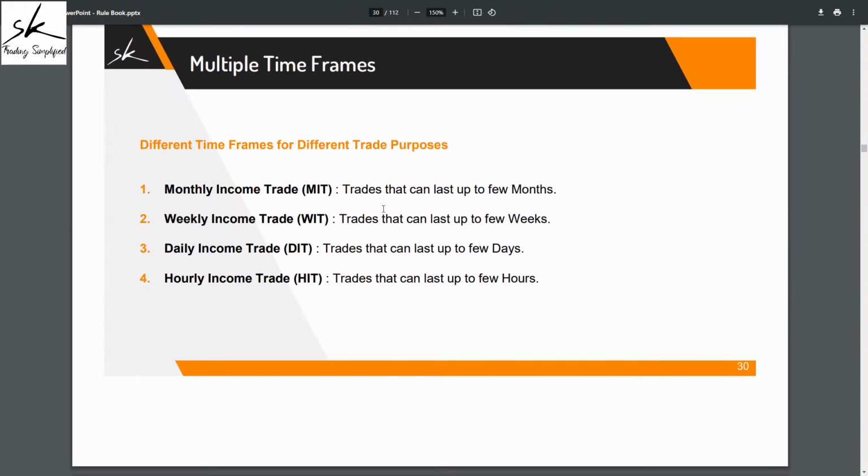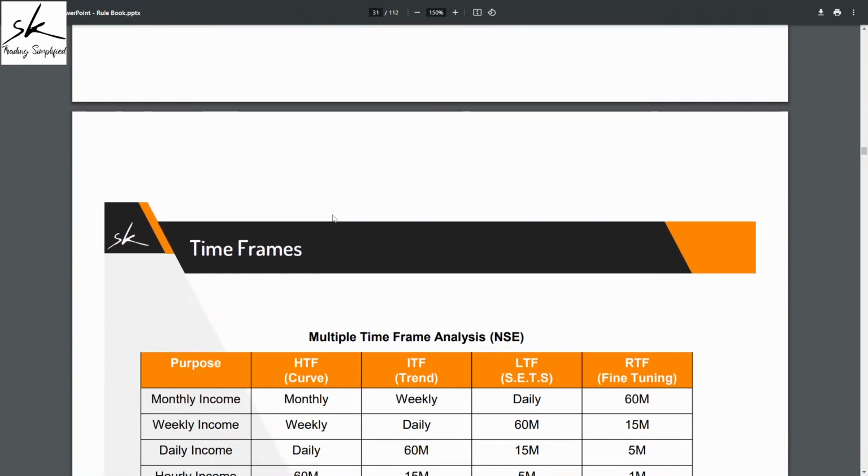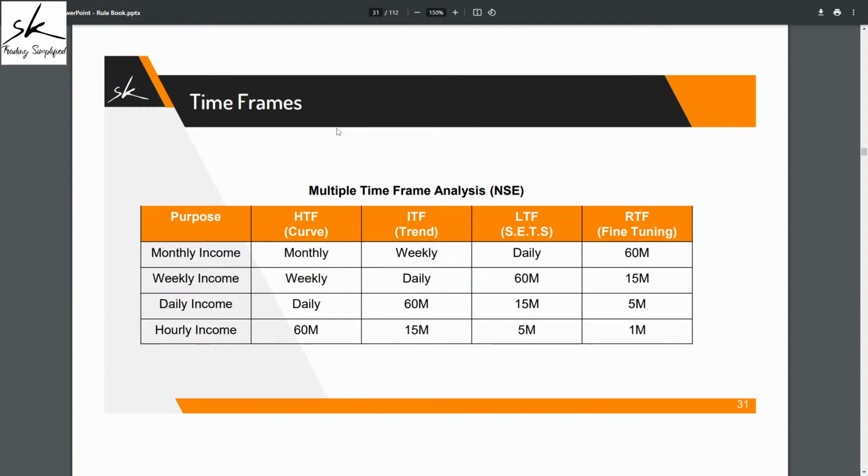Next, what are the 4 different trade purposes? We have already talked about it. What is HIT, DIT, WIT, and MIT? So now the question comes: for every purpose of trade, what will be my 4 different time frames? And we get the answer from this table. Like in this example, I opted I want to plan monthly income trades. So as a monthly income trader, my time frames will be monthly, weekly, daily, 60.